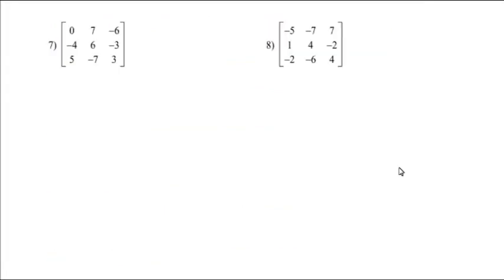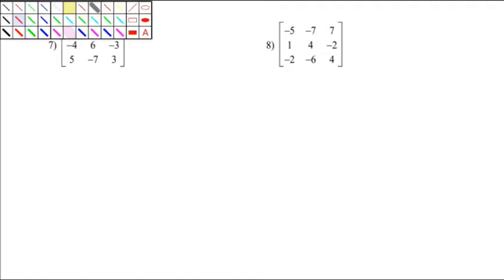The minor matrix is created by replacing each element of the original matrix with the determinant of the matrix that remains when the row and column of the original matrix that contain that element are eliminated from the original matrix. Let's go through an example.